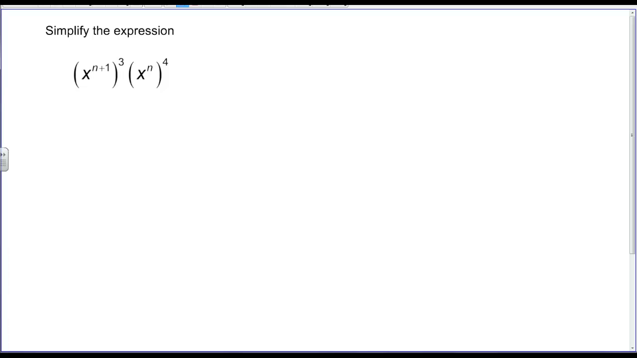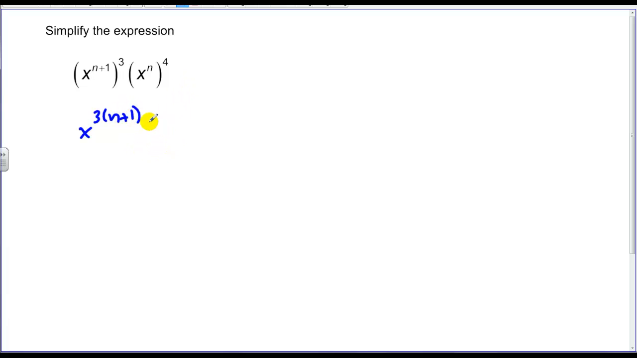Last example, this is a little bit different because we don't have numbers across the board in our exponents. We have x raised to the n plus 1 raised to the third. So this is a base with a power raised to a power. We need to multiply powers. So this is x to the 3 times n plus 1.